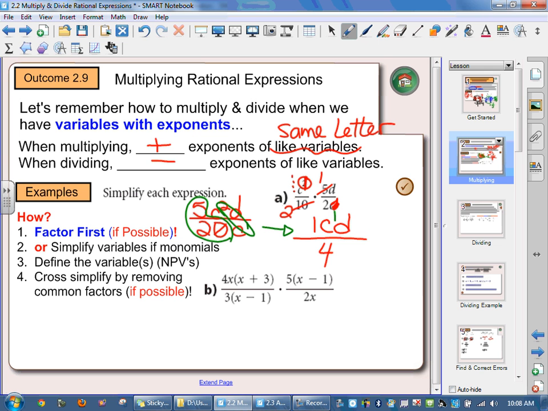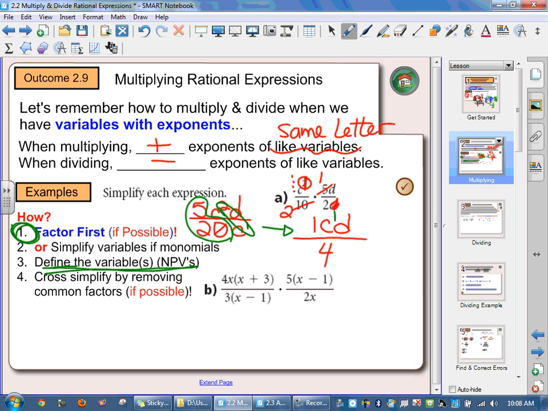There's some rules we're going to follow first. First one, always your favorite F word in math, factor. You need to be able to factor, if possible. Sometimes you can't factor it, and that's okay. But if it's possible, you need to factor them. Define the variables and your non-permissible values. That's the one thing we forgot over there.